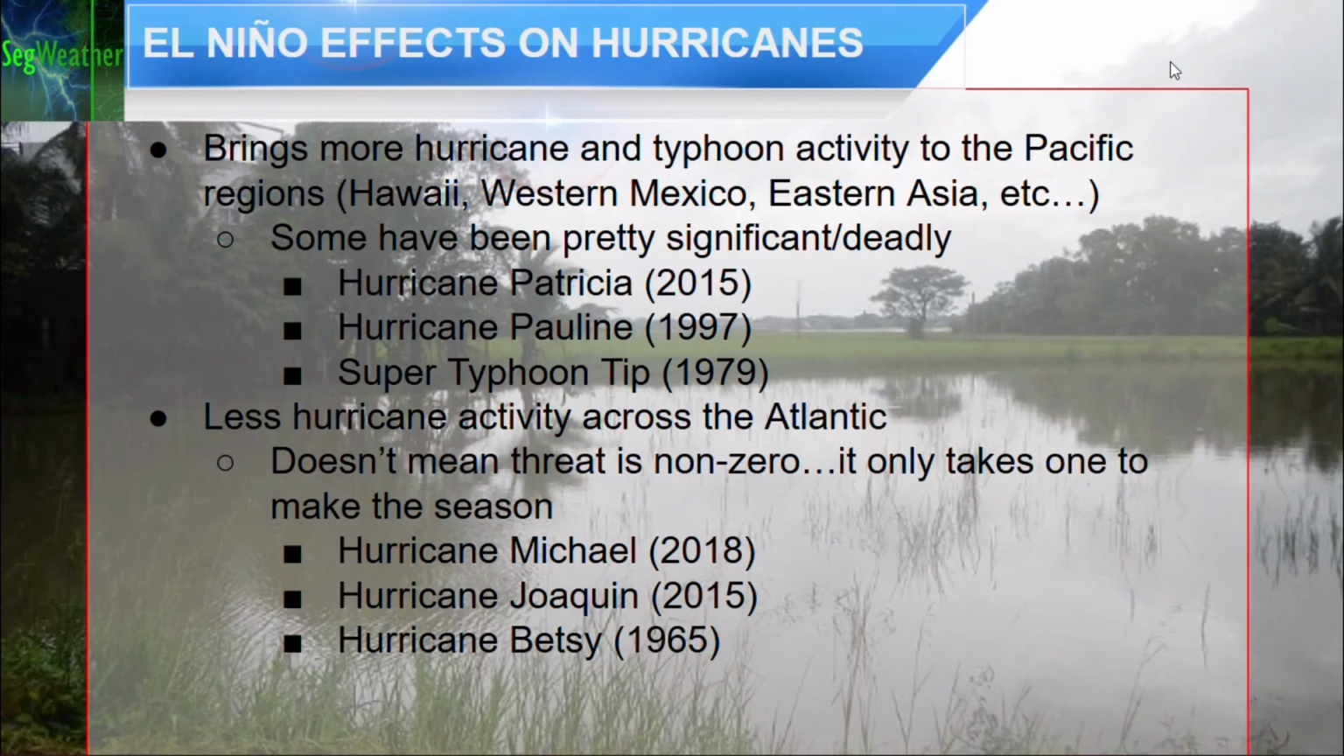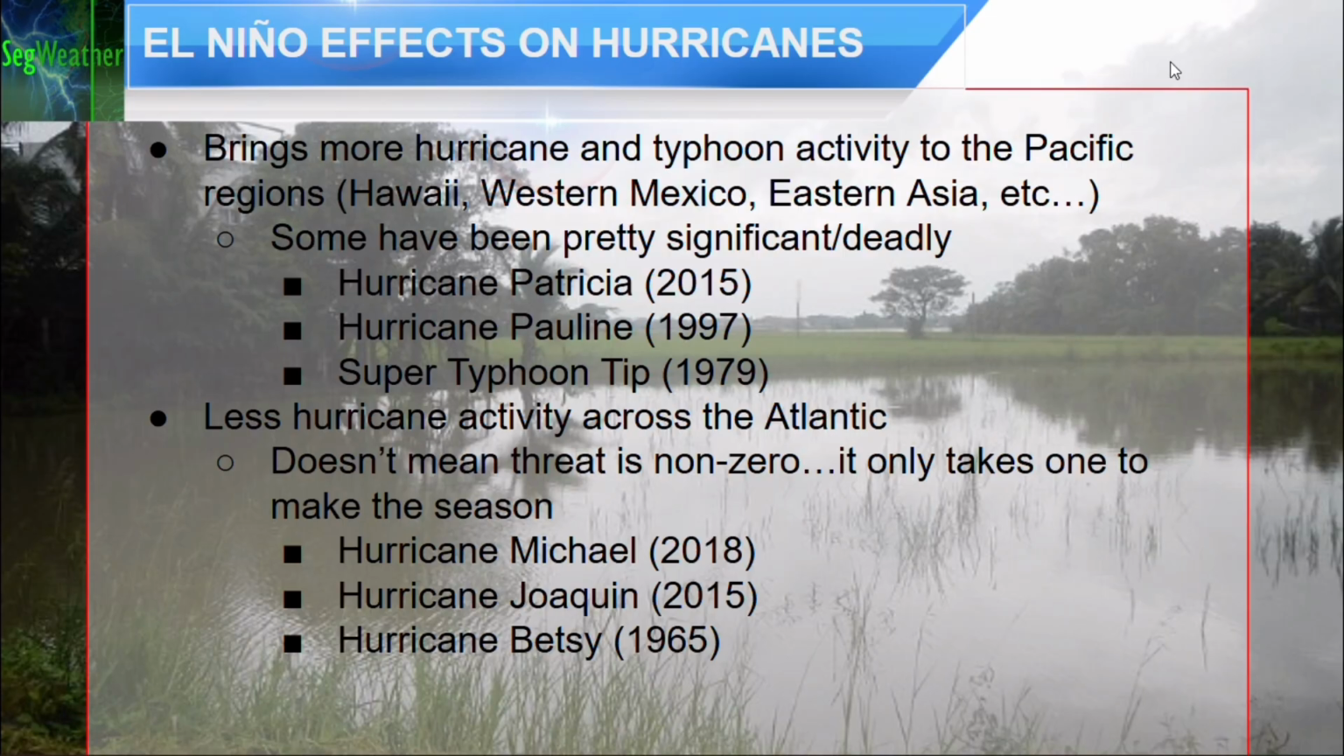And then we move on to El Nino's effects on hurricanes, as El Nino does bring some pretty strong impacts on hurricane season, especially in the Pacific, where areas like Hawaii, Western Mexico, Eastern Asia, and Indonesia are at a higher threat for strong hurricanes during the summer months into the fall as well. And even places like Mexico, probably down south, Central America, are at greater threat for that to occur. In the past, we've had Hurricane Patricia.